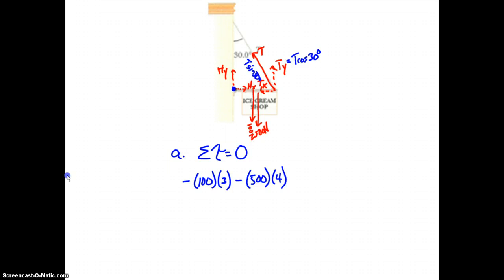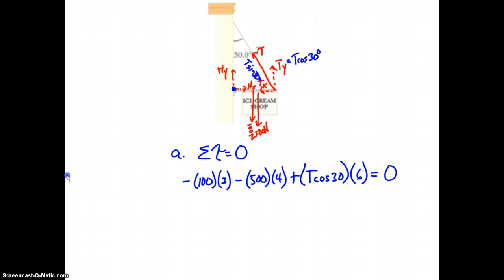Our next force perpendicular to the rod, to the lever arm, is the Ty component. And that Ty component, as we just mentioned, is T cosine 30. T cosine 30's lever arm distance would be the full length of the rod, which is 6. By itself, it would raise the rod upward in a counterclockwise rotation, and therefore that is positive torque rotation.